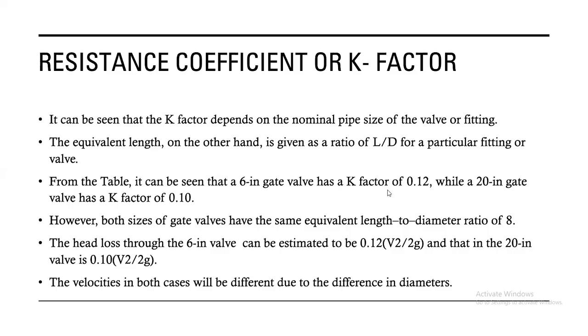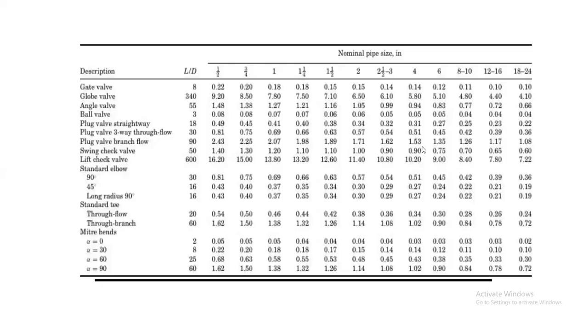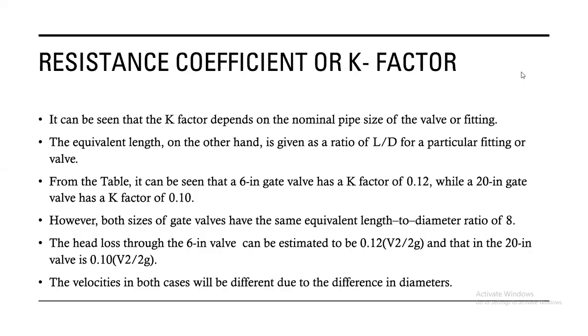Right, has a K factor of 0.12, while a 20-inch gate valve has a K factor of 0.1, 18 to 24, yes. However, both sizes of gate valves have the same equivalent length to diameter ratio of 8. If you're using equivalent length, they will have the same ratio, whether it's a 6-inch gate valve or a 20-inch gate valve.